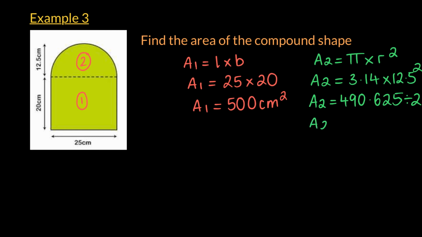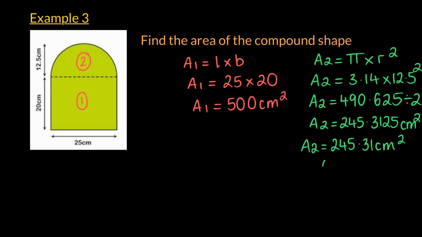So area 2 comes out at 245.3125 square centimetres. And again, I'm going to round that to 2 decimal places just because 4 decimal places on an answer looks a little bit messy. So area 2, we say is 245.31 centimetres squared. I'm just going to put in brackets that that's to 2 decimal places.